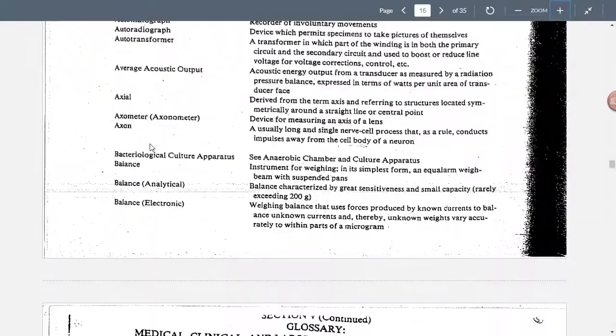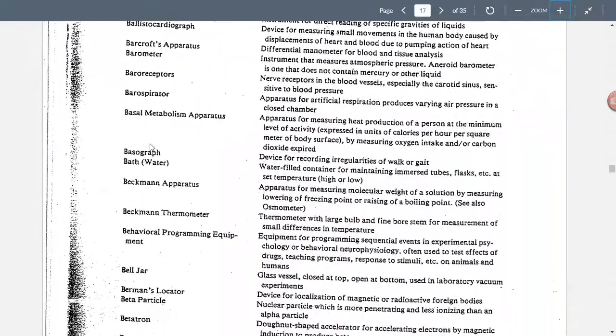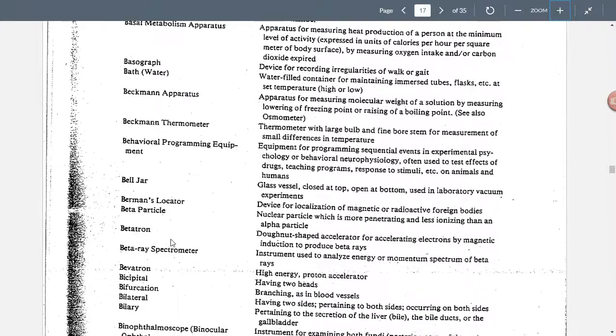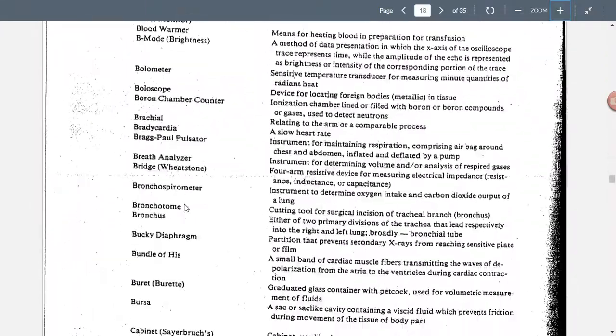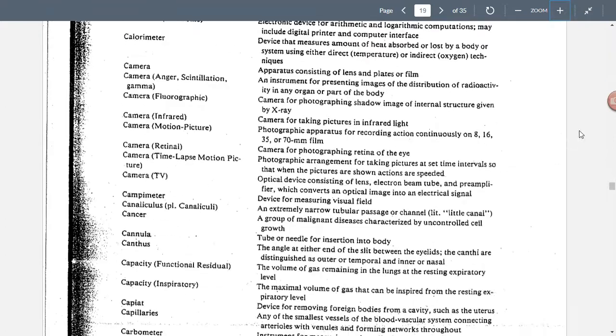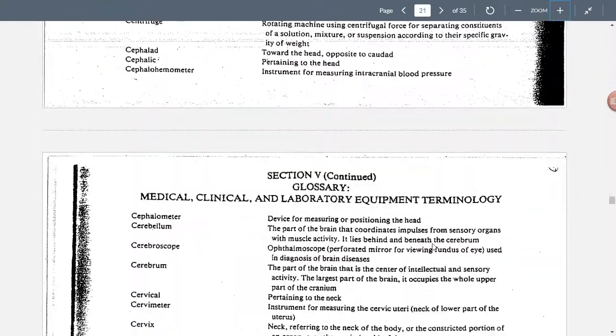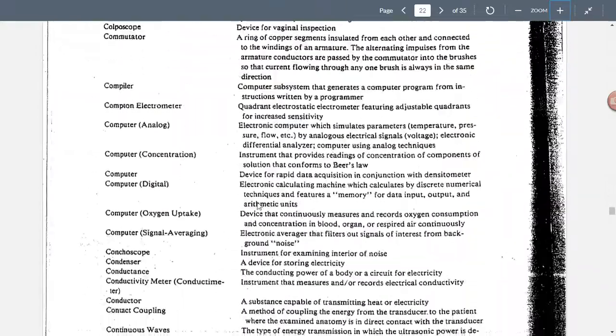All right. It's in alphabetical order. I think it's 35 pages. I scanned it in there, so just for you.